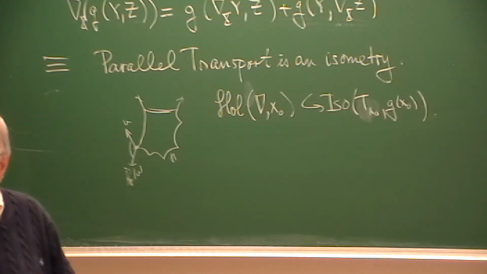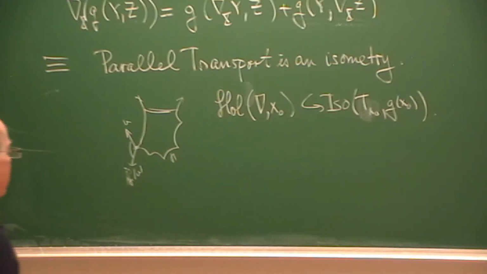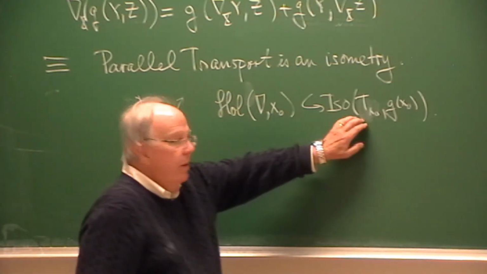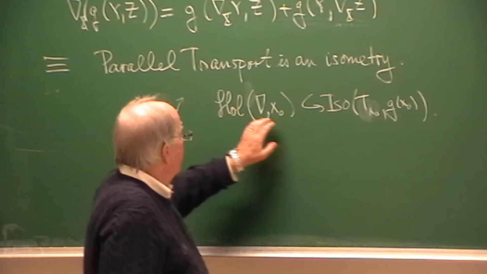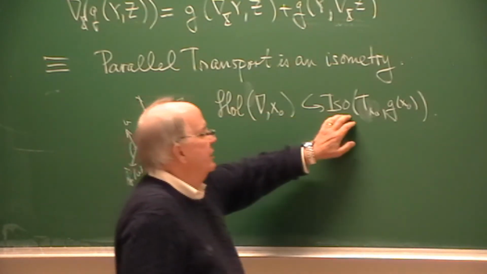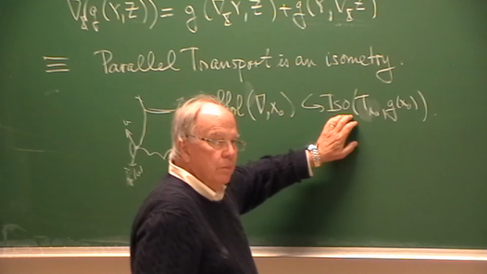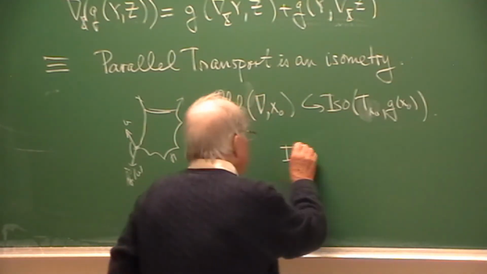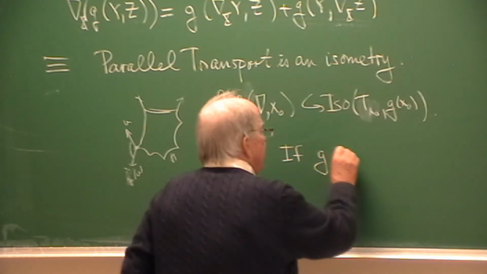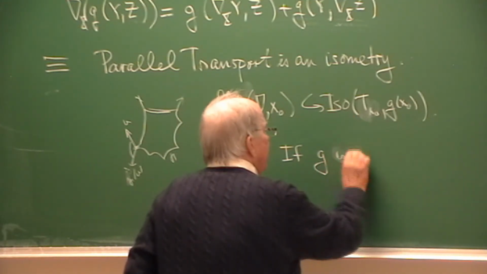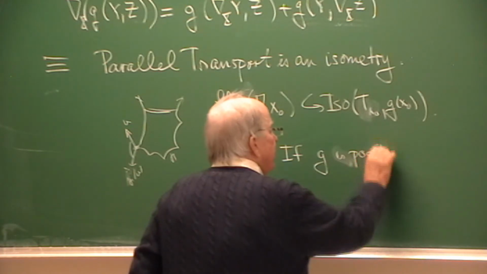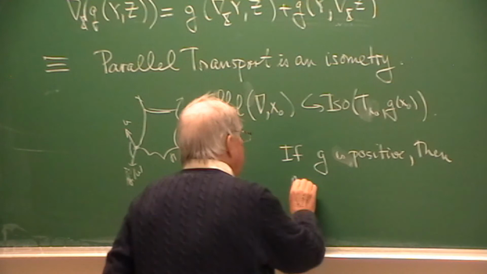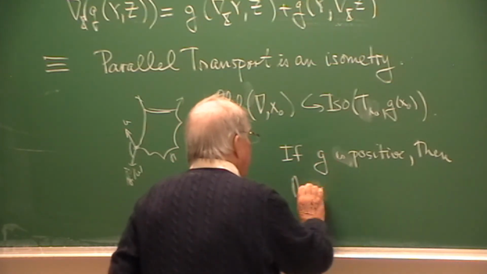Not bad. Not only if we have a metric, it lies in some isometry group. If we have a metric, this holonomy thing lies in some orthogonal group. Yes, for example, if g is positive, really a metric in the classical sense, then this is an orthogonal group.